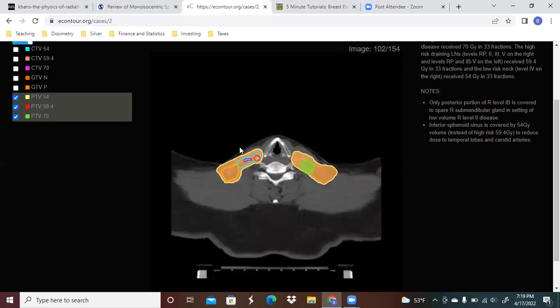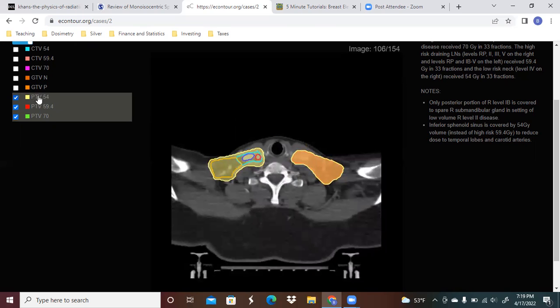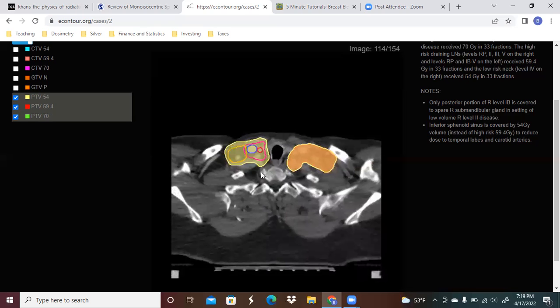And then as you go further down into the patient, you may have nodal chains down here that are lower risk. This, of course, being the highest risk, this being the next highest, and then these being lower risk. As you go further down into the patient, you're going to have certain areas that you want to hit with a lower dose. And that's why they're hit with 54 gray here as opposed to 70.